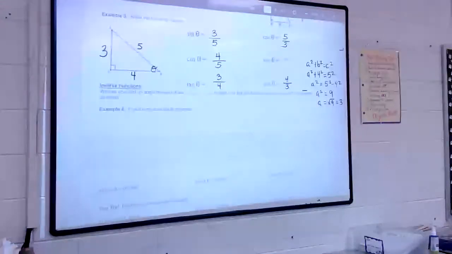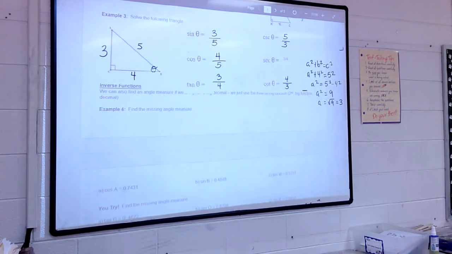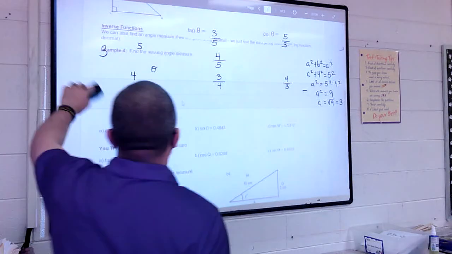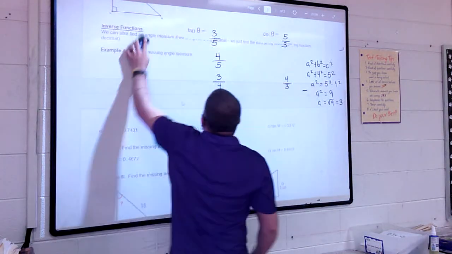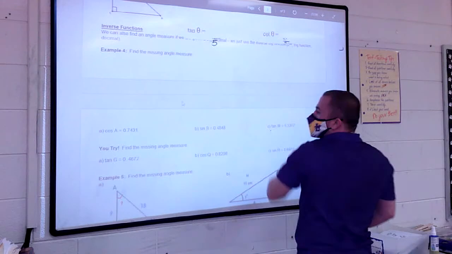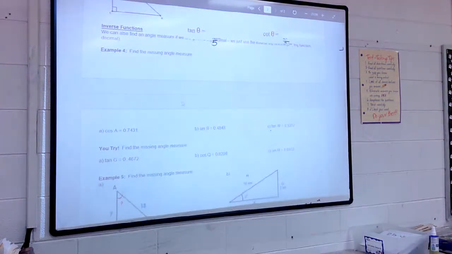Okay, so let's go to example 4. Now, it says there is another thing on your calculator to find these angles when they look like this. So it's a little bit different. On your calculator earlier, we were finding the missing side. Now we're trying to find the missing angle. So if you look at example 4, A, B, and C.